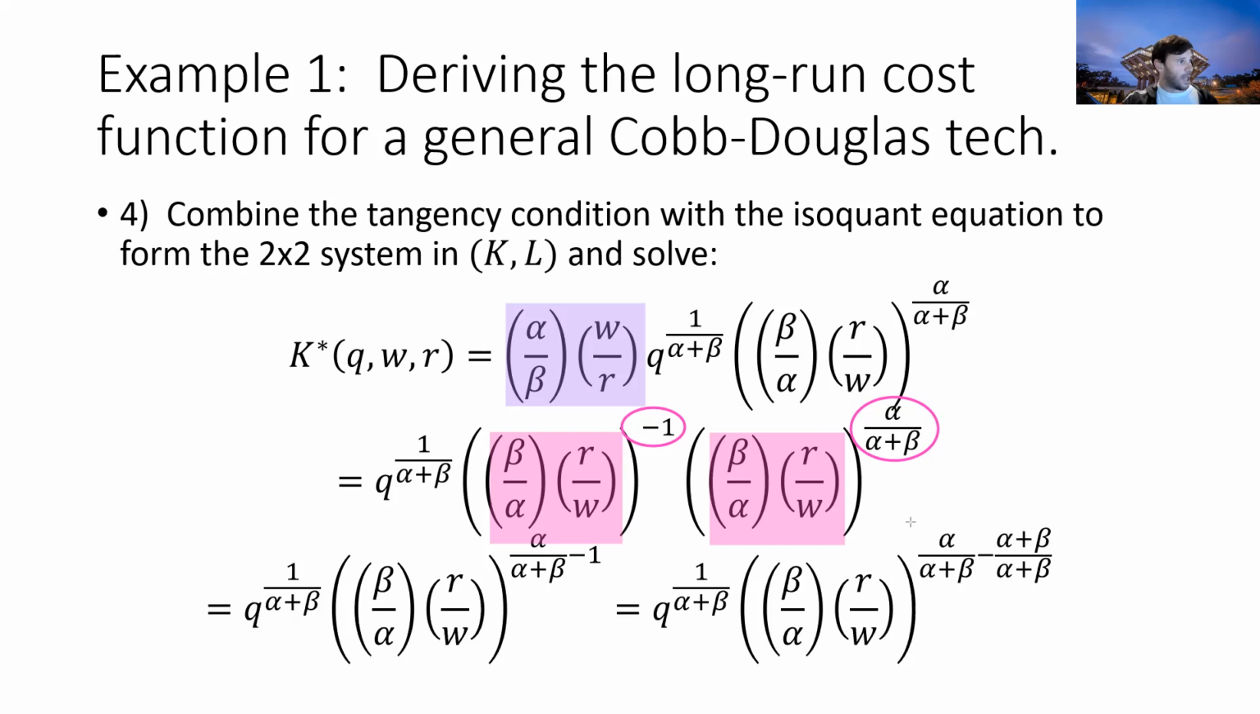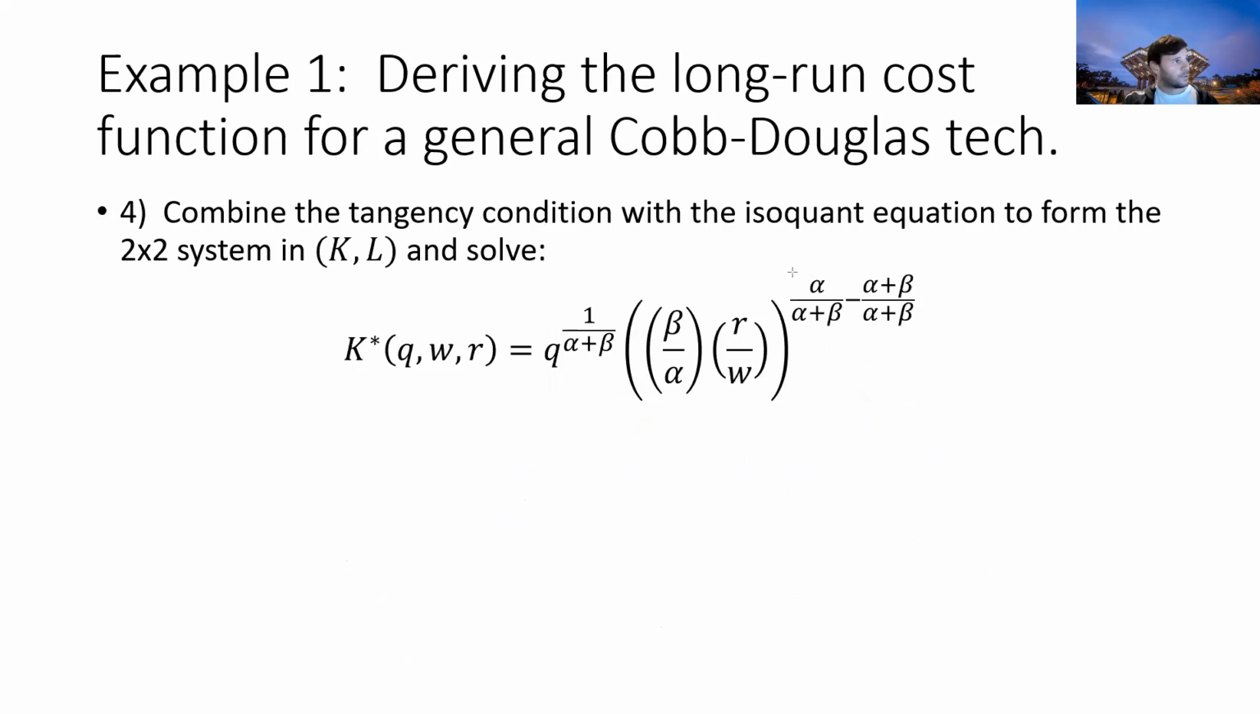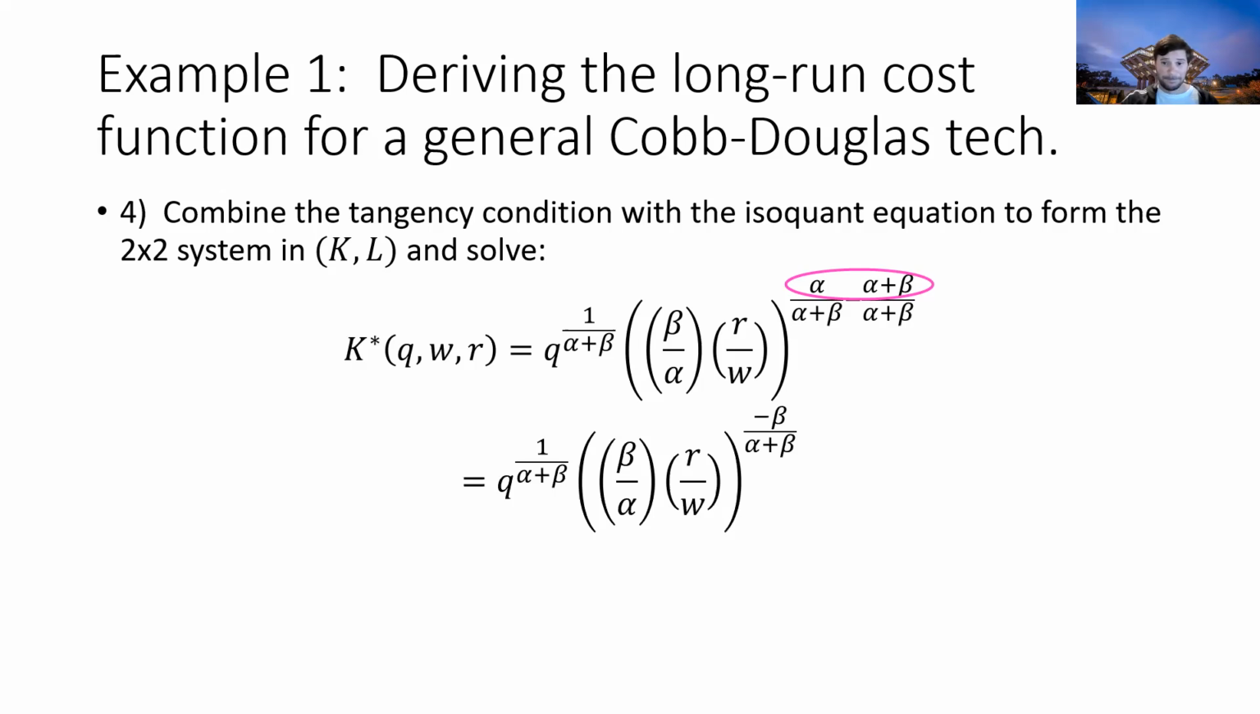Here's the alpha over alpha plus beta, and here's the -1, right? We're getting a common denominator there. And then we're going to go ahead and just simplify that a little bit. Yep, so I'm going to just simplify the numerator. I have an alpha minus an alpha plus a beta, which is going to leave me with just a minus a beta up top.